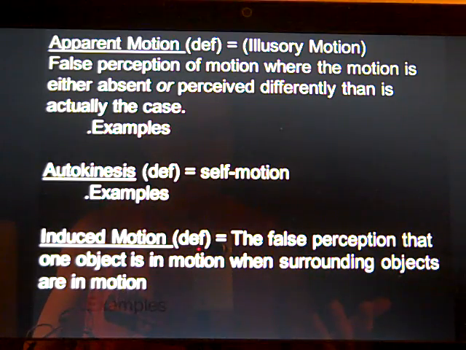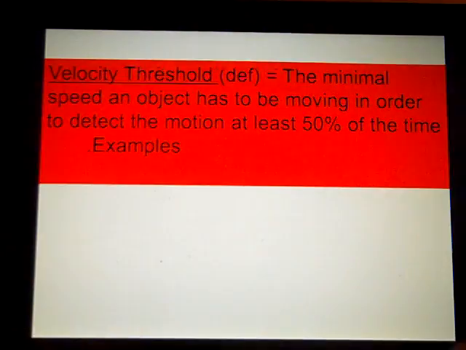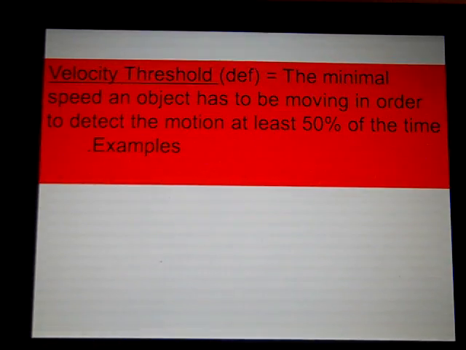Now, a better example might be if you've ever been sitting in a parked car, like say you're at a stoplight, and all of a sudden you feel like your car's rolling back and you kind of panic for a second. Really, your car's not moving, it's a car pulling up beside you. But for that split second, you feel like you're going backwards. That's another example of induced motion.